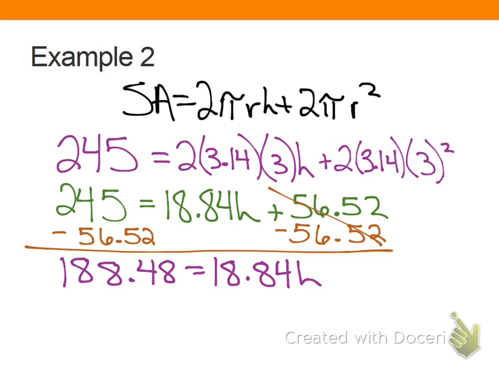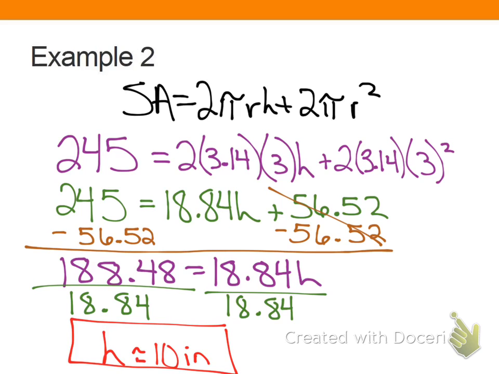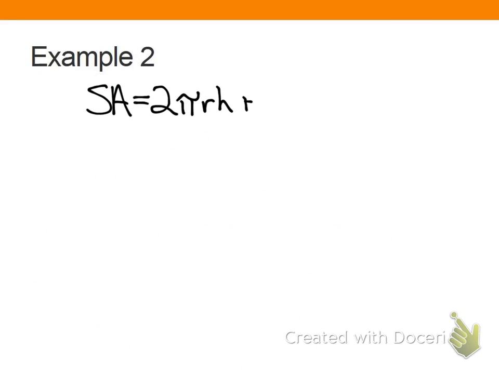Okay, so here, guys, those of you who don't like showing work, if you don't show your steps, it's very unlikely that you're going to get the right answer. You have to show your steps. So show how you subtract from both sides, rewrite your equation, and now how do you solve for h? What operation is that? Divide. Divide both sides by 18.84. And you get your answer. Round to the nearest whole number. It's about 10 inches.